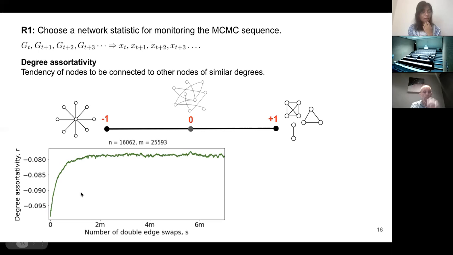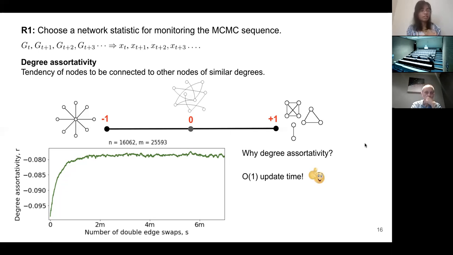We see that the value quickly shifts from the original empirical value, and then it stabilizes around a point. So this is the point where the MCMC has converged, in the sense that the distribution of the graphs it's sampling from is not changing anymore.